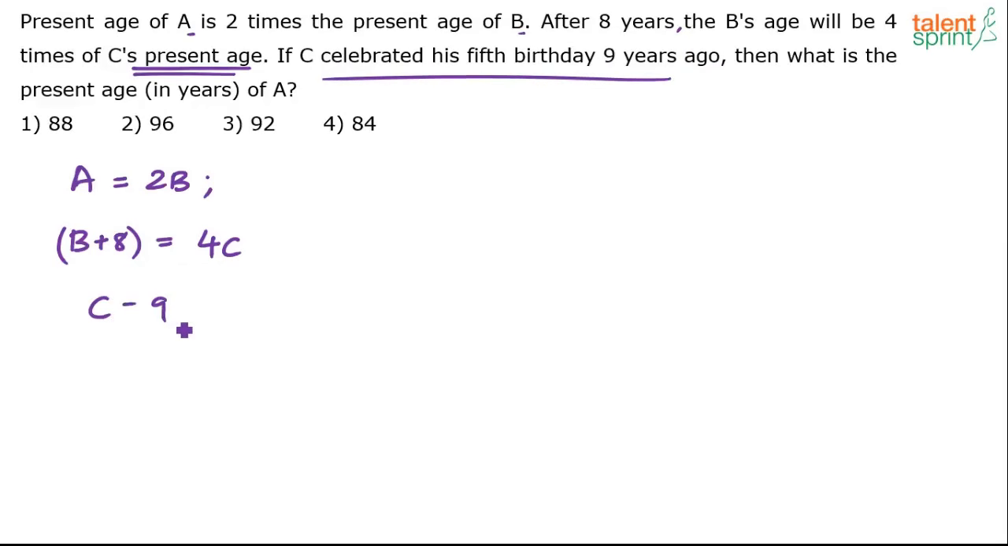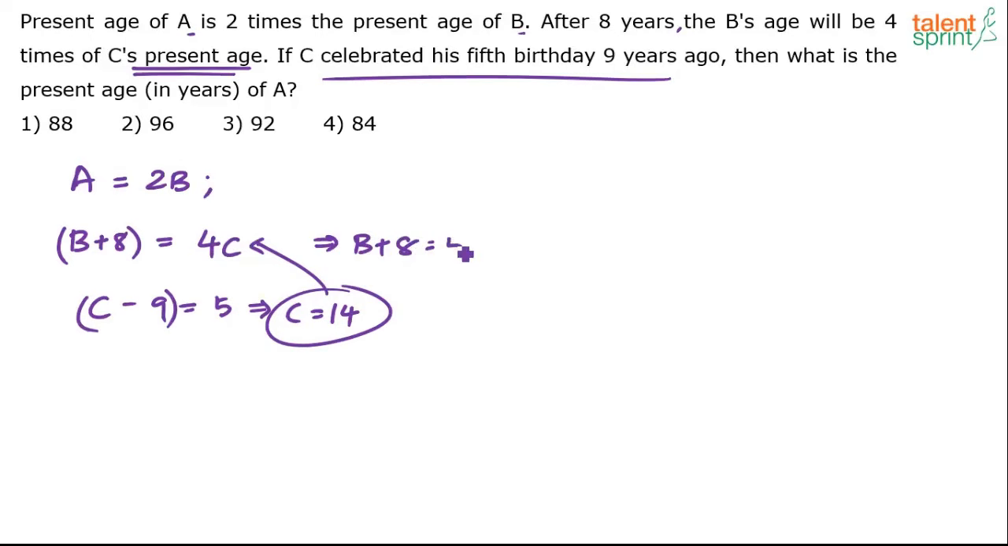If you go back 9 years, C minus 9, it was 5. C's age 9 years ago was 5 years. So C minus 9 is equal to 5. That's it. So if C minus 9 is 5, C will be equal to 14, 9 plus 5. If C is 14, then can I say B plus 8 is equal to 4 into 14, 56? Which means B is equal to 56 minus 8, 48.